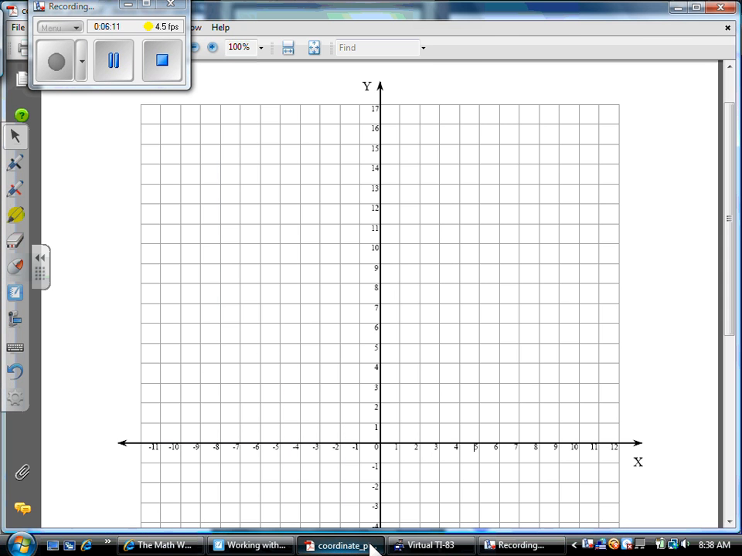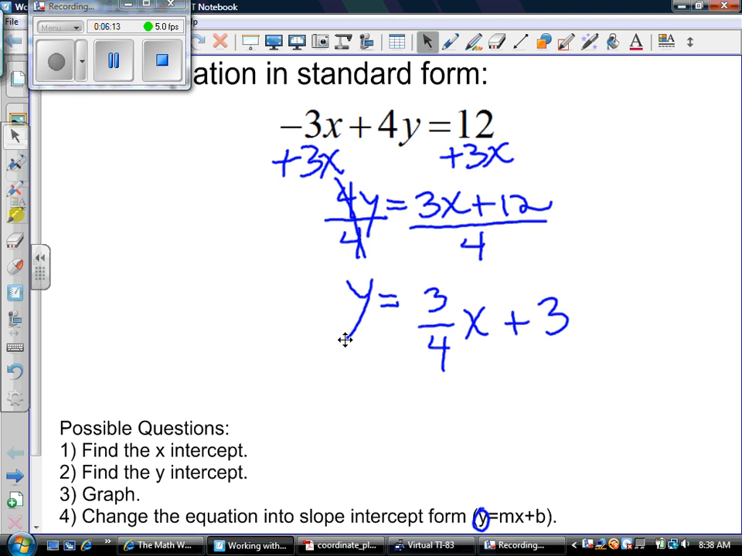So next thing I'm going to do is talk about working with equations in slope-intercept form, and I'll do that on a separate video.